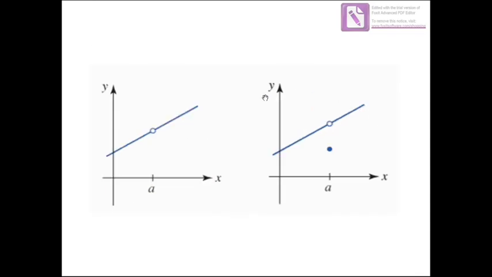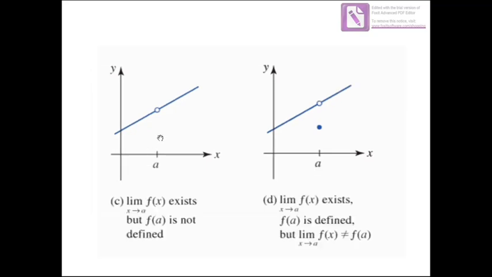Then we have another graph, and we want to know if these two graphs are continuous or not. For the first one, we see that the limit of f(x) when x approaches a exists, but f(a) is not defined here because we have an open circle, so that means our function is not defined when x is equal to a. So this function is discontinuous because f(a) is not defined.